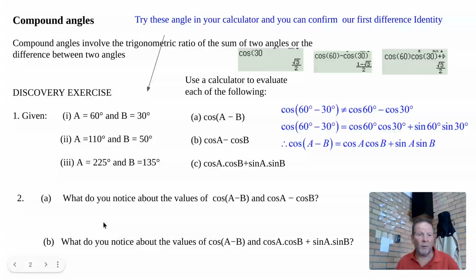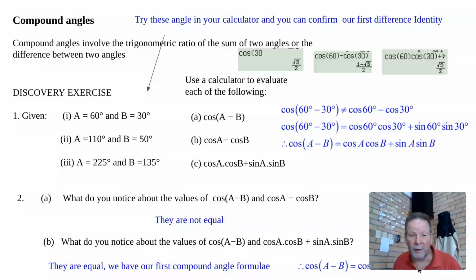So here's the next question. What do you notice about cosine A minus B and the second one? They don't equal. They're just not equal. But what do you notice about the last one? Well, you actually get the formula.